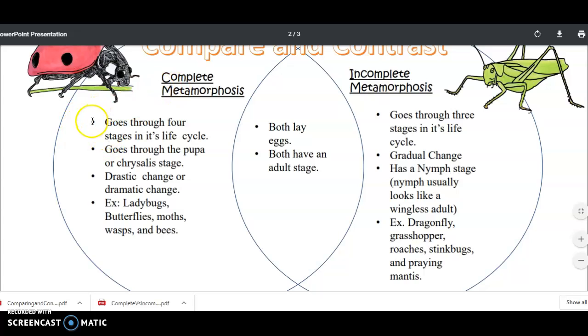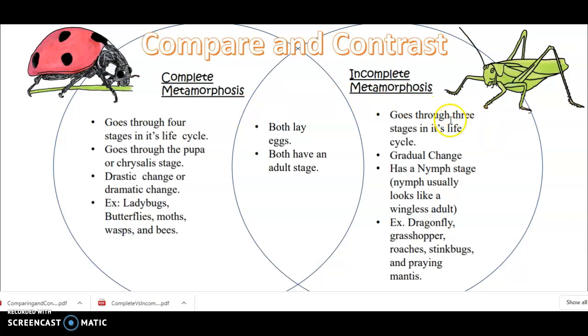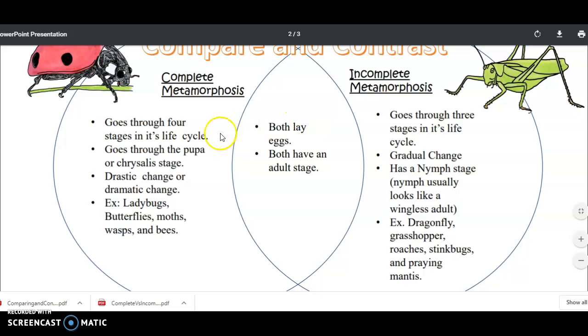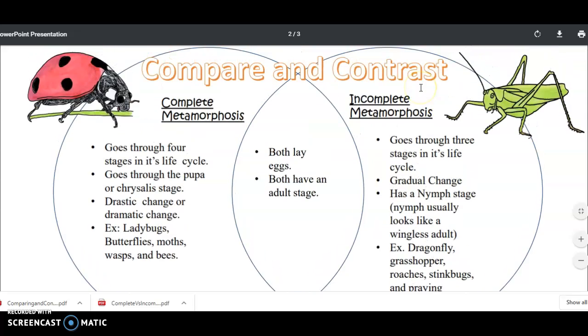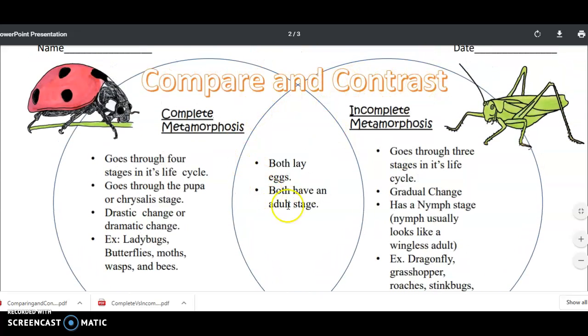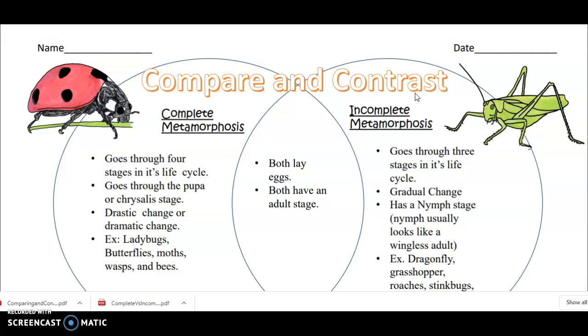So one of the differences is that the ladybug goes through 4 stages in its life cycle, and the grasshopper goes through 3. The ladybug goes through the pupa in the chrysalis stage, and the grasshopper does not. The ladybug goes through a drastic change, a dramatic change, and the grasshopper has a gradual change. So again, we use this Venn diagram to tell the similarities here in the middle and the differences between, it could be anything, whatever you want to compare and contrast.